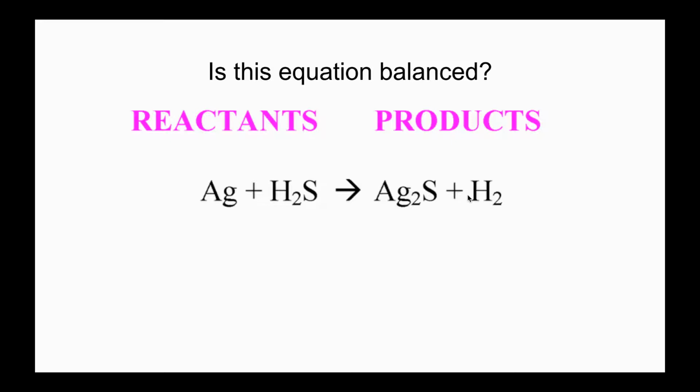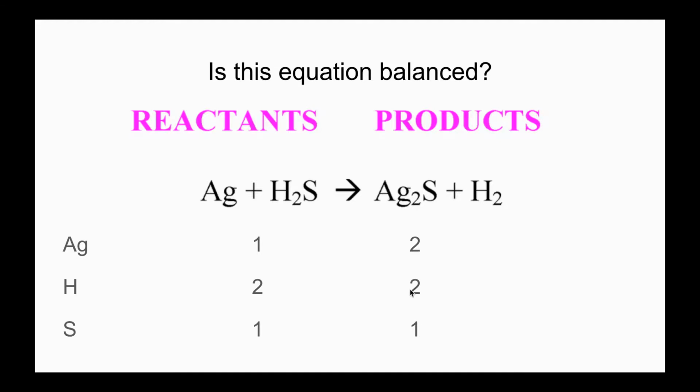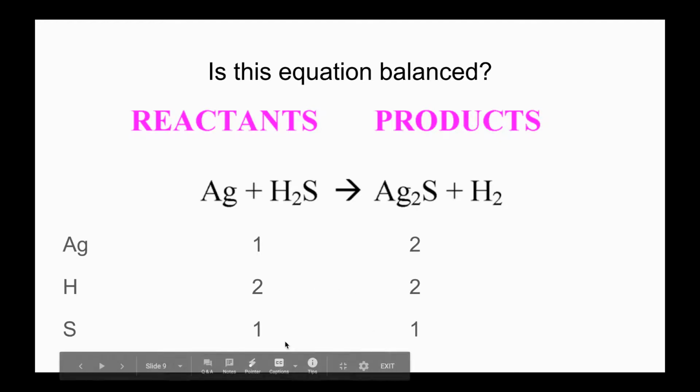So I'm going to add up the total number of silvers that I have on each side, the total number of sulfurs I have on each side, and the total number of hydrogens that I have on each side as well. So it looks like I have one silver on my reactant side. I have two silvers on my product side. For hydrogens, I have two hydrogens on my reactant side, and I have two hydrogens on my product side. And then last but not least, for sulfur, I have one sulfur on my reactant side and one sulfur on my product side.